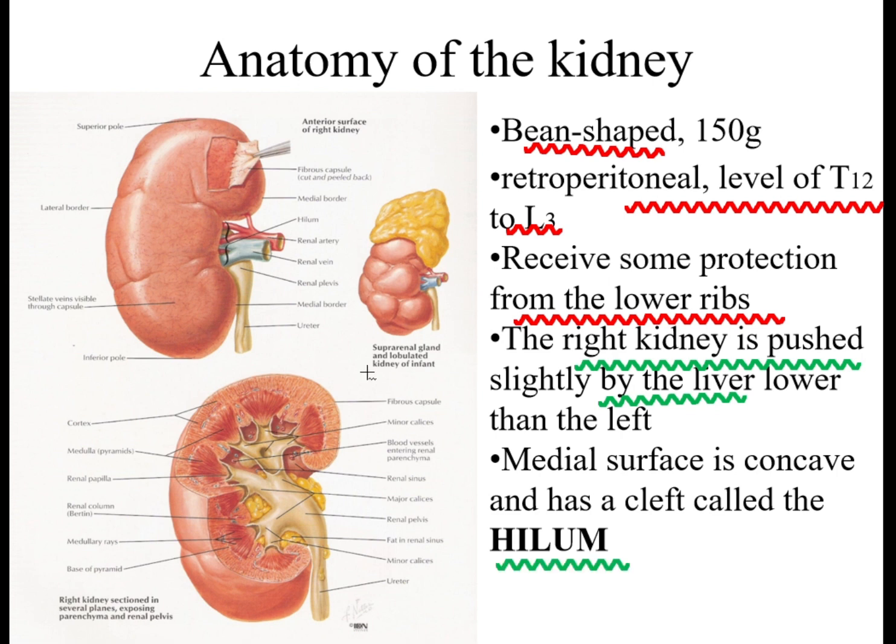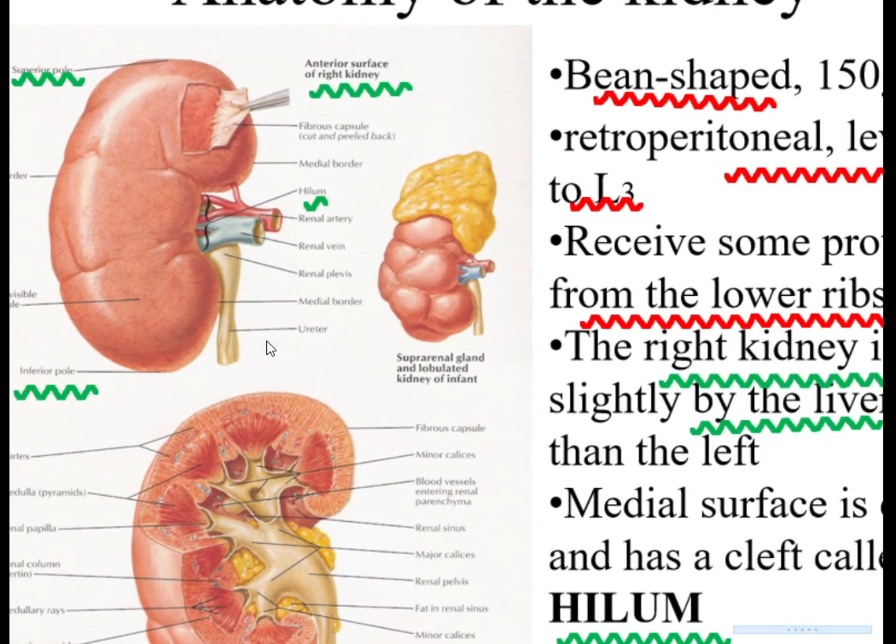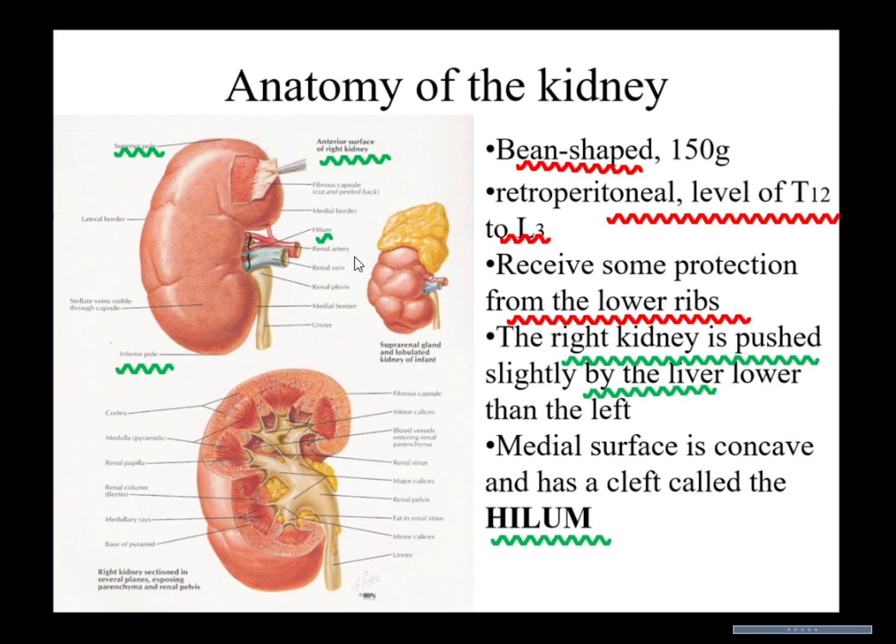As you can see here, this one is the hilum, and this is the anterior surface of the right kidney. This is the superior pole and this is the inferior pole. You can see this is the ureter, and this is the renal pelvis, this is the renal vein. One by one we will discuss later.